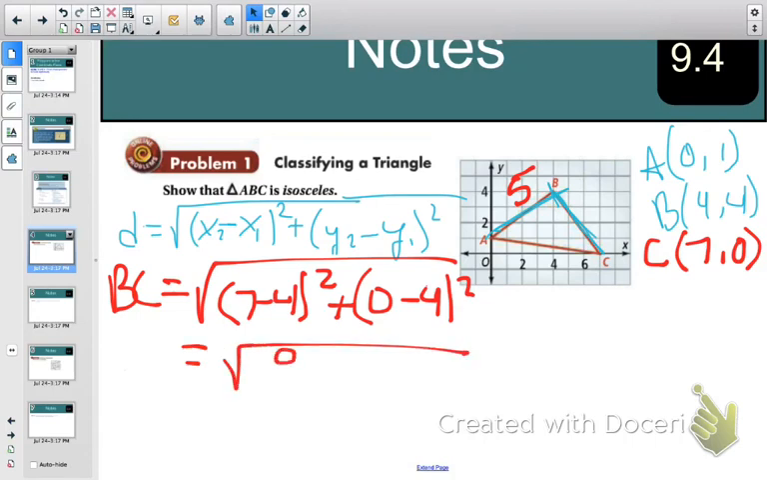7 minus 4 is 3, 3 squared is 9. 0 minus 4 is negative 4. Negative 4 squared is positive 16. So again, you get 16 plus 9, which is square root of 25, which is 5. Okay, so this side is also 5.